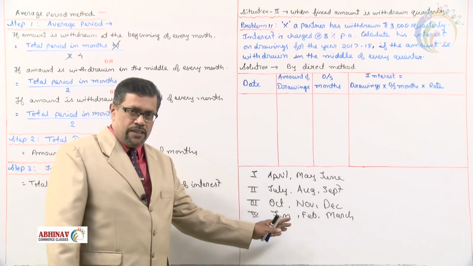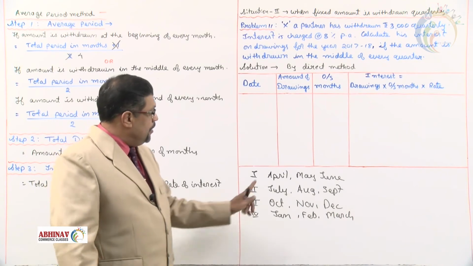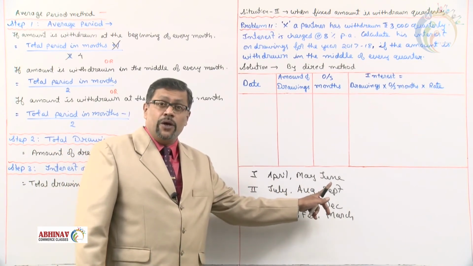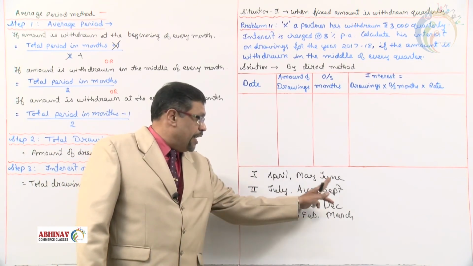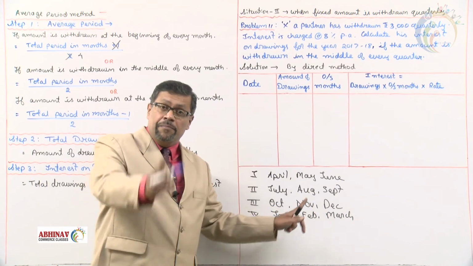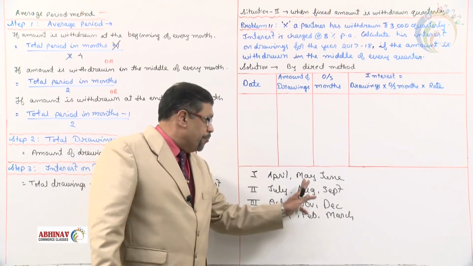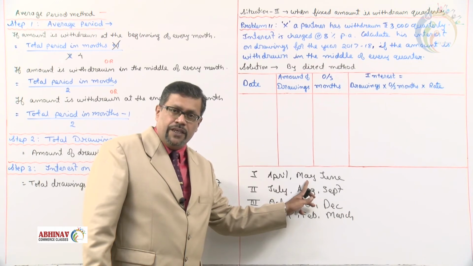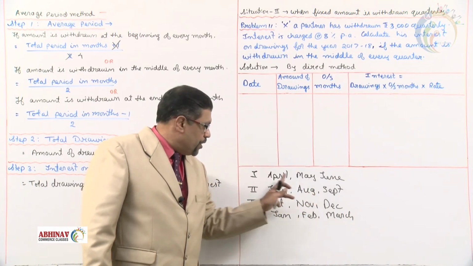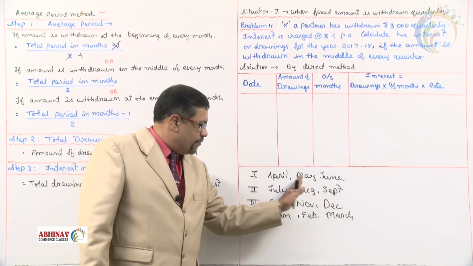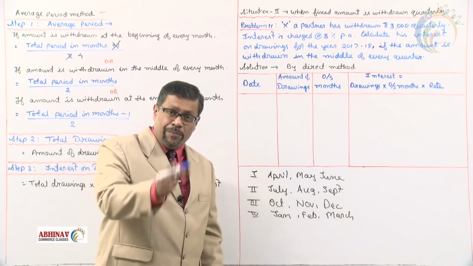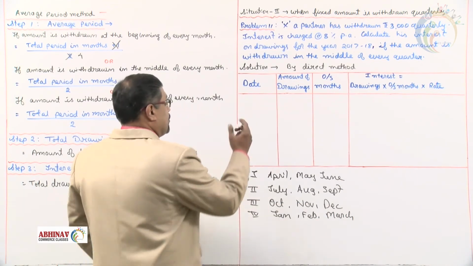April onwards, these are the 4 quarters. 17-18 is the year. April, May, June: the middle of this quarter is May. Middle of every quarter means not 1st May, but the middle of this month, 15th May. A quarter is of 90 days, 45 days and 45 days, so the middle comes on 15th May 2017.